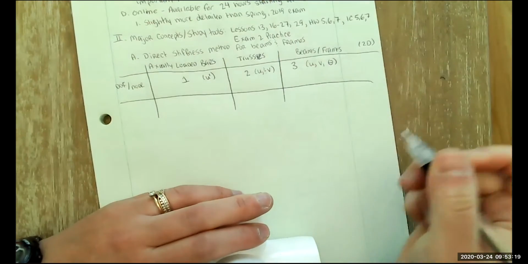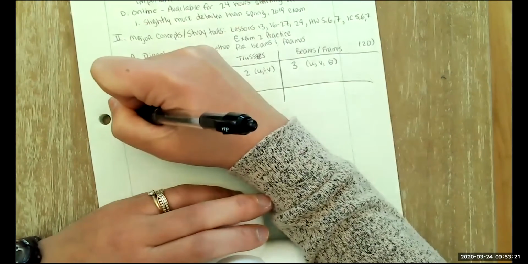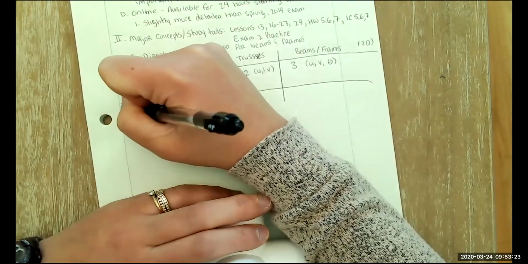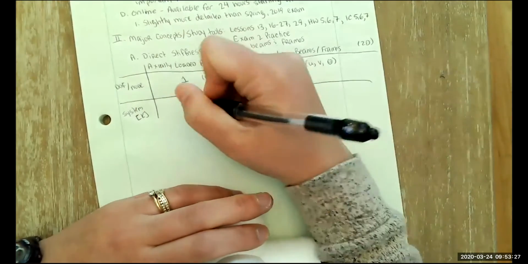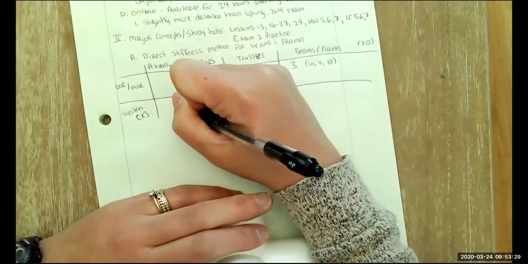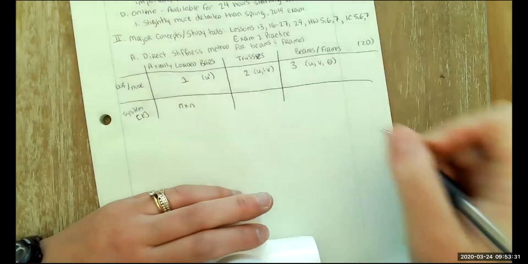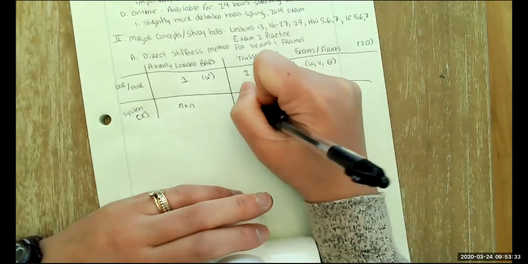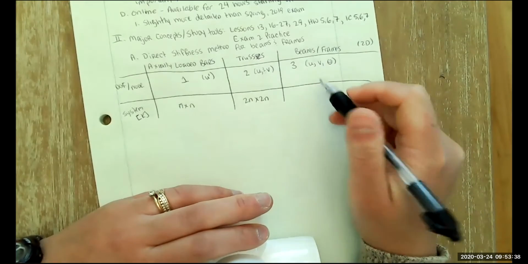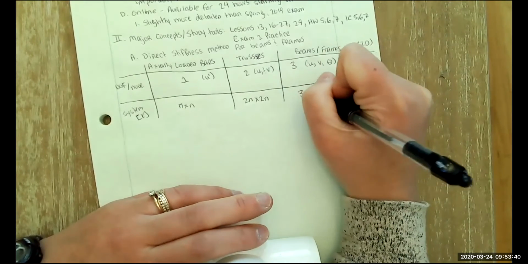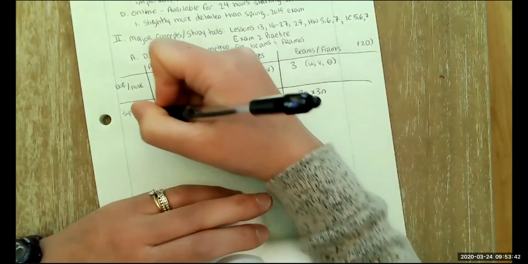What that means then is the size of my system stiffness matrix. For axially loaded bars, it's always going to be N by N. For trusses, we have 2 degrees of freedom, so 2N by 2N. And for beams and frames, we'll have 3N by 3N.